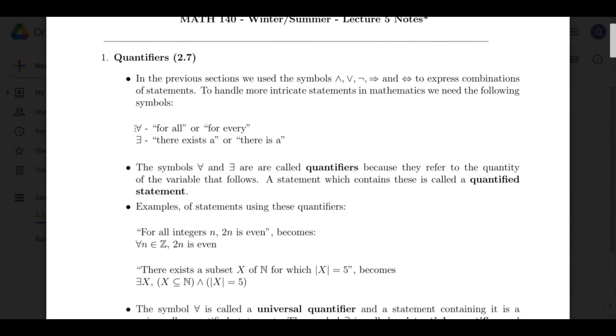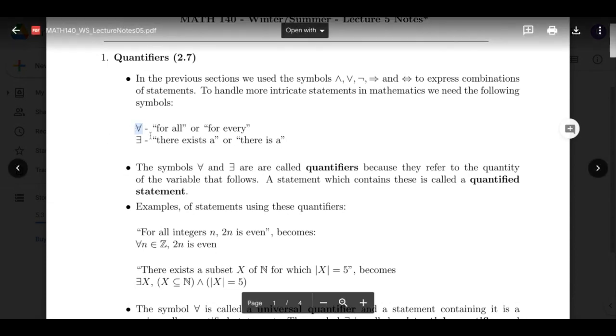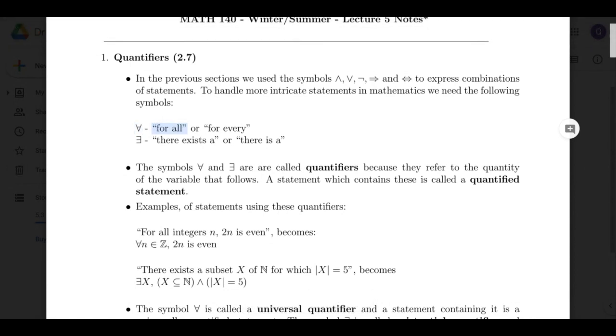Let's see some symbols. This symbol, an upside down A, means for all. Later on in mathematical proofs, we use these kinds of symbols all the time. For all x in the set of real numbers, we would use this symbol for all, or for every x in real numbers.